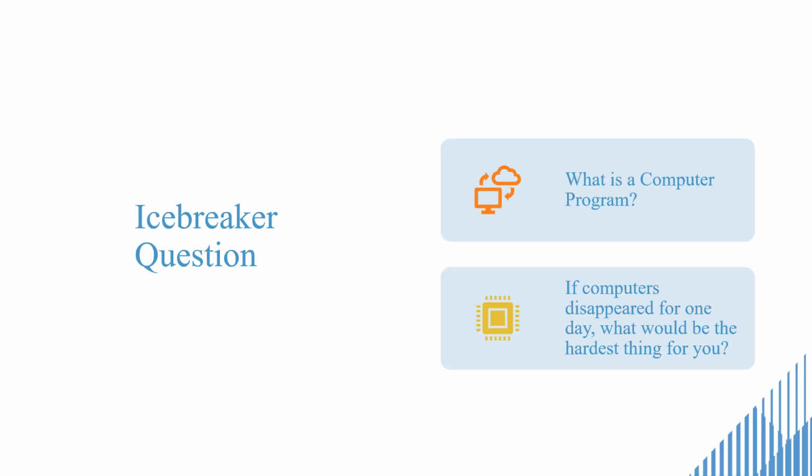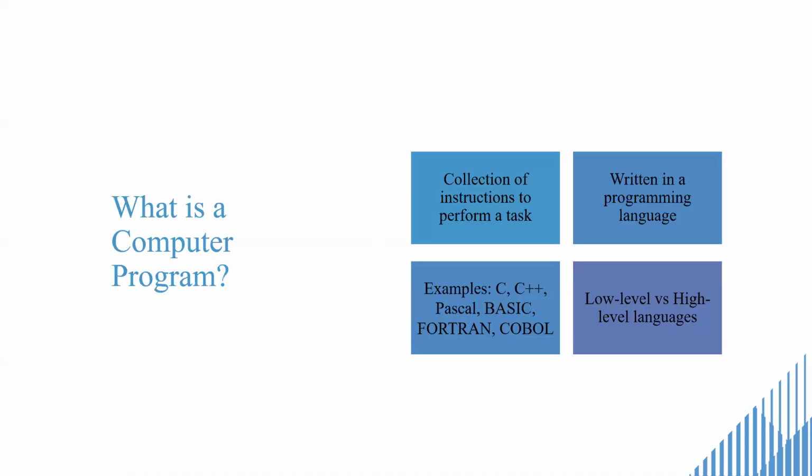And what is a computer program? Let's go and see. Most of you, every one of you, were correct about this question. As you all mentioned, it's a collection of instructions to perform a task. So you give some instructions to your system, then it will perform a task for you. And it's written in a programming language. Examples are C, C++, Pascal, Basic.